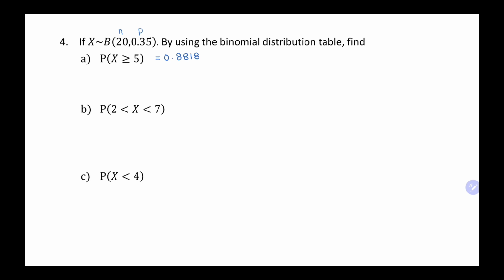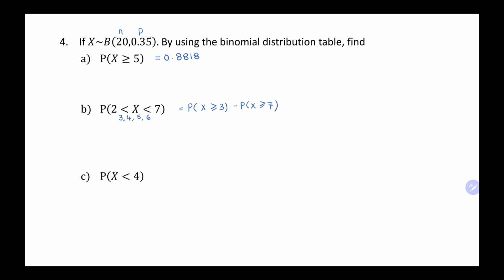Next question, B. We want to find the probability from 2 until 7. We cannot read this directly from the table. We need to change it to the sign greater than or equal only. 2 until 7 means we want to find 3, 4, 5, and 6. We use P(x greater than or equal to 3), we minus P(x greater than or equal to 7).